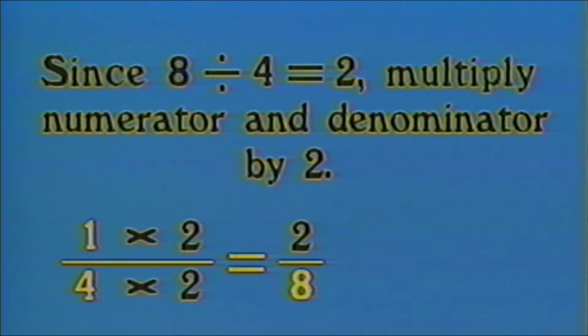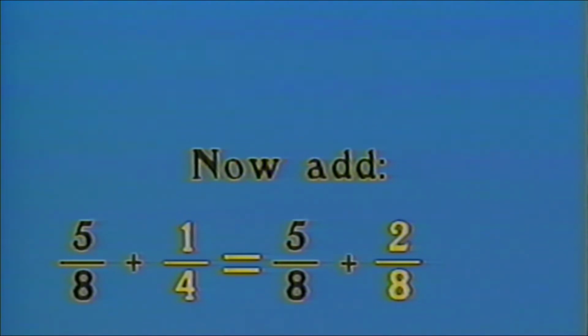That will work. 4 divides 8 evenly. The quotient is 2. We'll multiply the numerator and denominator of the fraction 1/4 by 2. The new fraction is 2/8. 1/4 is equal to 2/8. Now it's easy. Adding 5/8 and 1/4 is the same as adding 5/8 and 2/8.